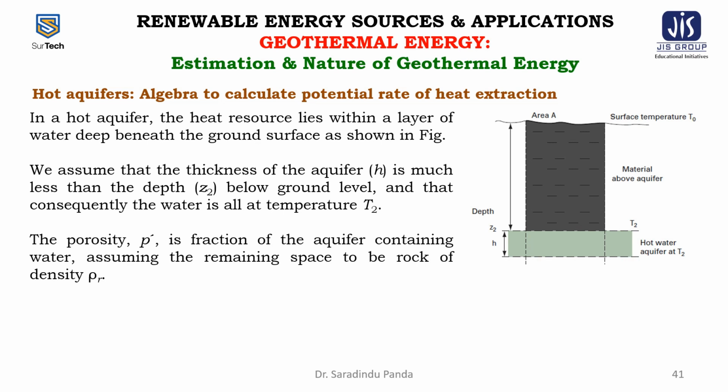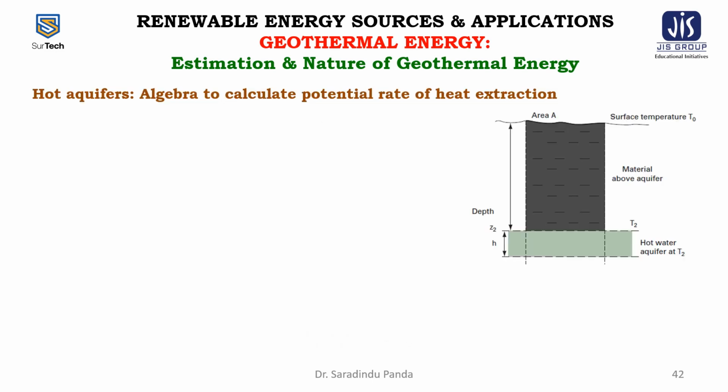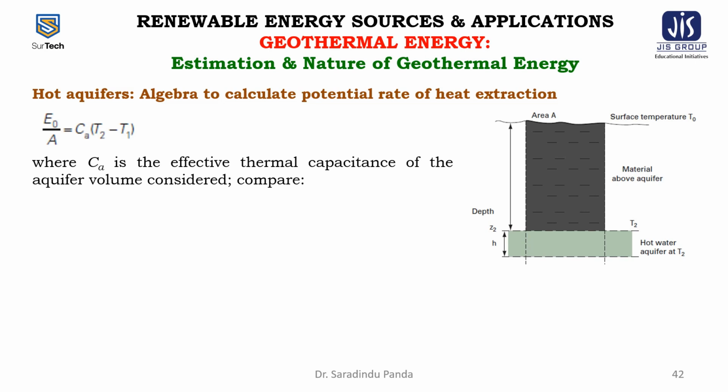The porosity, denoted rho dot, is the fraction of the aquifer containing water, assuming the remaining space to be rock of density rho r. The minimum useful temperature is T1. The characteristics of the resource are calculated similarly to those for the dry rocks, as T2 is equal to T0 plus dT by dz into z, similarly T0 is equal to G into z. E0 by A is equal to Ca into (T2 minus T1), where Ca is the effective thermal capacitance of the aquifer per unit volume. So Ca is equal to rho dot rho W Cw plus (1 minus rho dot) rho r Cr, into A into H, where A is the area and H is the height of the aquifer.